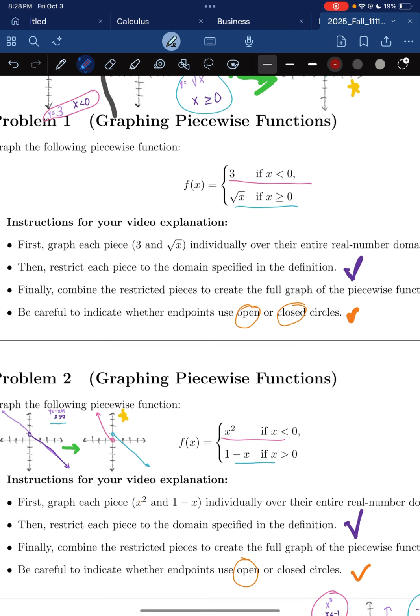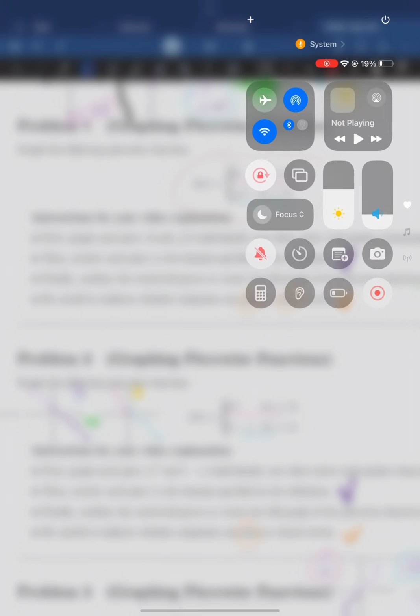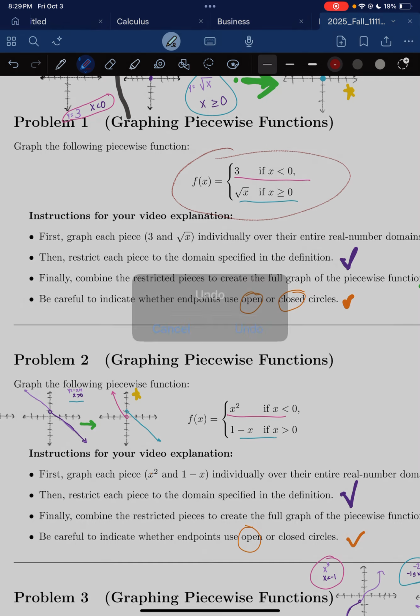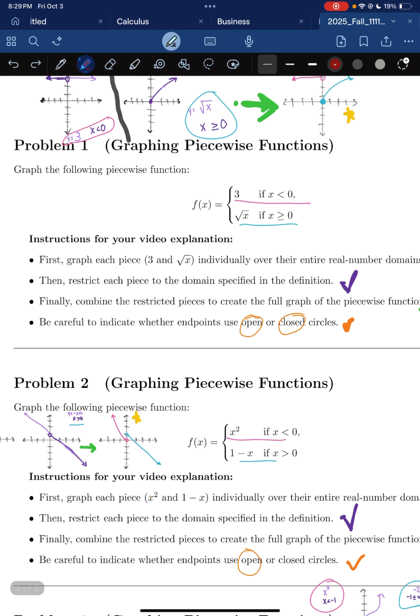Alright, so first we're given a piecewise function. We are given 3 if x is less than 0, and square root of x if x is greater than or equal to 0.